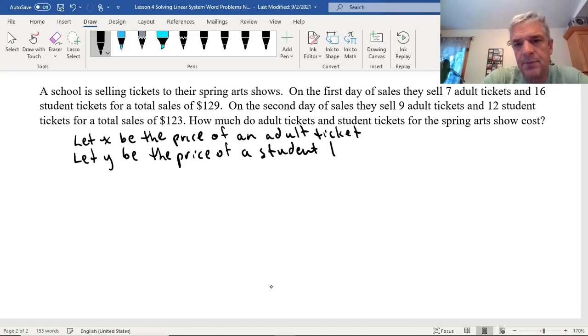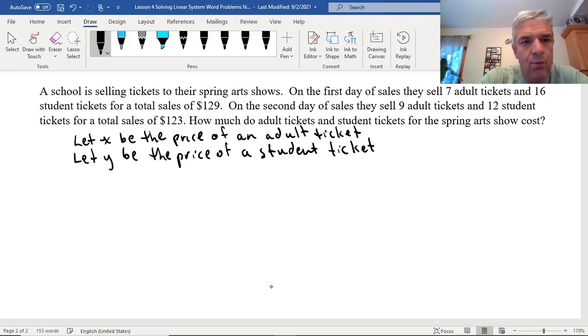And that gets me started. And the neat thing about this is, remember that once I find X and Y, I've answered the question that they have asked me. So it's really important to say to yourself, did I set my variables such that I will answer the question being presented in the word problem? In this case, I have, because if I know what X is, then I know the adult price of a ticket, and if I know Y, then I know the student price.